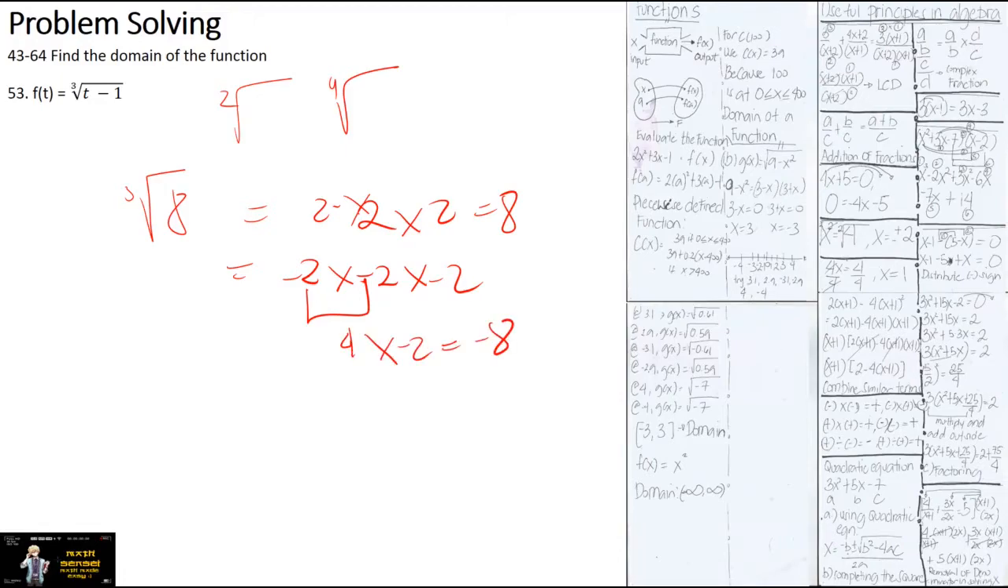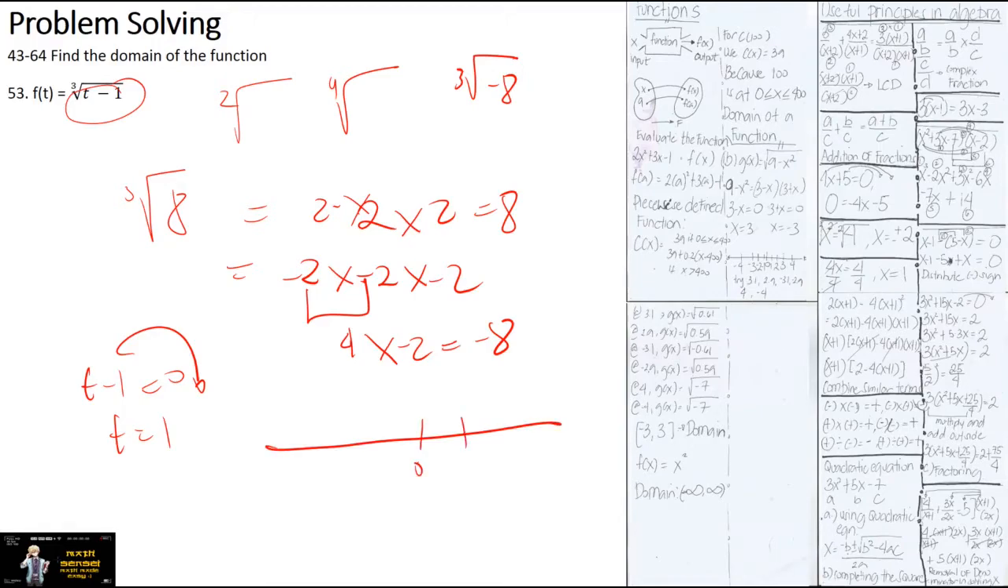So wala tayong constraint dito pagdating sa mga dapat nating i-substitute kasi cube root naman eh. So be wary lang with square roots, fourth root, divisible by 2 nga sabi ko. Sabihin, kukunin lang natin to. So t minus 1 equals 0, t is equals to 1. So, transpose lang, number line pakaliwa, that's negative infinity to 1, then 1 to positive infinity, put test number, so that's 1.2. 1.2, substitute dito sa t, may sagot ka, so that's okay.